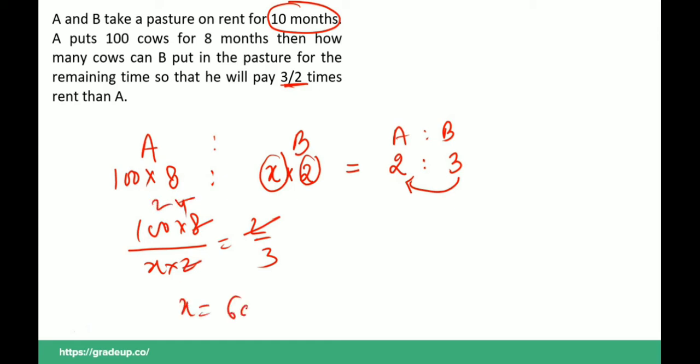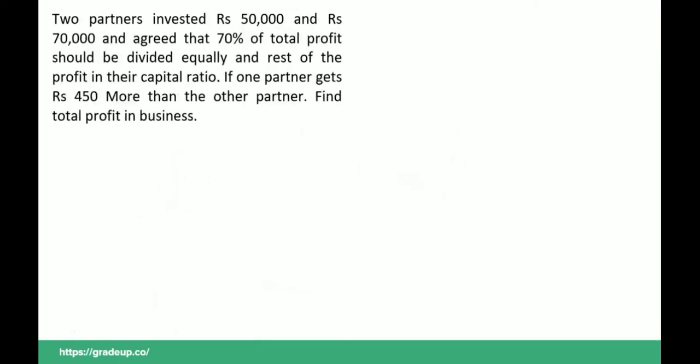X is equal to 600. So B has to put 600 cows in order to pay 3/2 times rent than A for the remaining time. Now let's move to the next question.